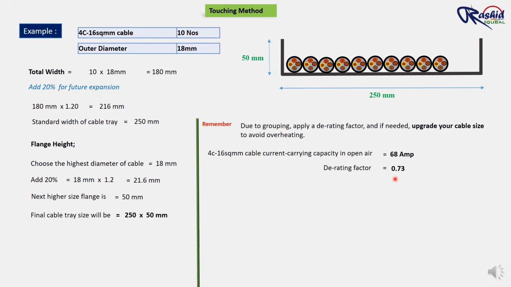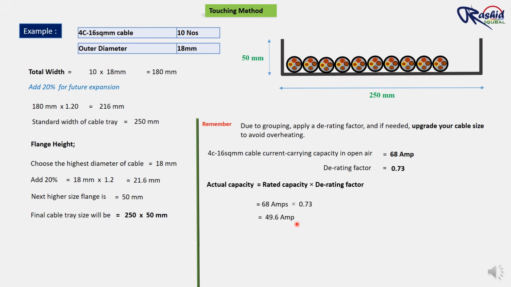Then the formula becomes: actual capacity equals rated capacity multiplied by derating factor. This is the formula where we can substitute this value, 68 ampere, the cable current carrying capacity, multiplied by 0.73, the derating factor. It becomes 49.6 ampere. So what does it mean?